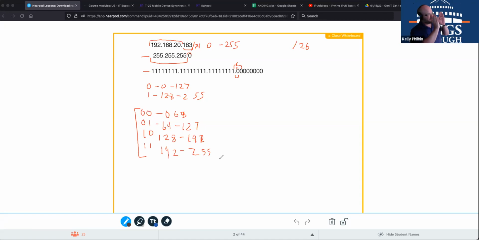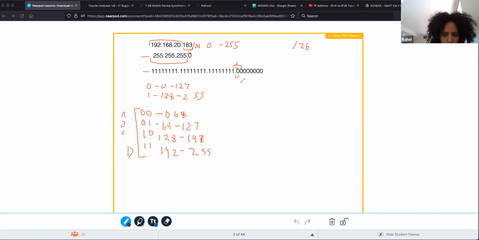So if I looked at my original IP address, call these A, B, C, and D. Looking at the original IP address I gave you up here, which network would it go in? C. Because the 183 is my host address on that network, and then I would look down at my groupings and see which one this range falls inside.